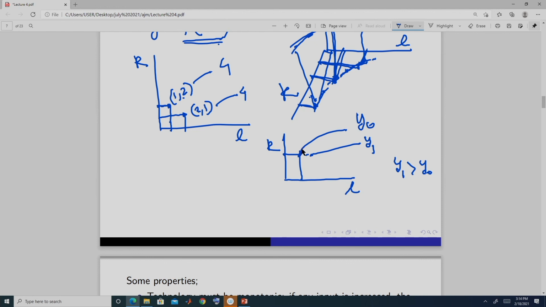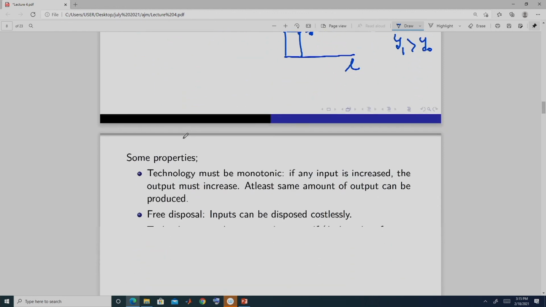Or if I move to any point like this, where we have kept the amount of labor the same and increased the amount of capital, and suppose this point is y2, then again y2 must be greater than y naught, because I am employing more capital here than at this point. Here I am employing more labor than capital. So again, this output should be more than this. So, technology must be monotonic.